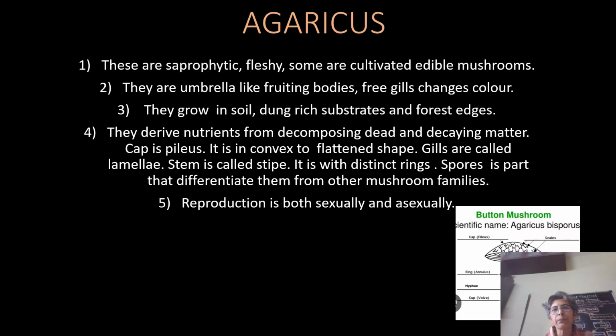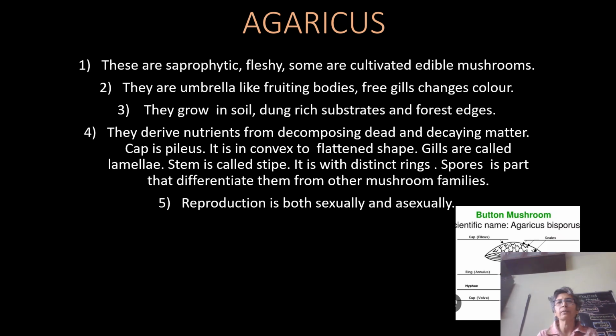The next specimen is Agaricus. Students, Agaricus is included in fungi. These are saprophytic, fleshy, and some are cultivated edible mushrooms. They are umbrella-like fruiting bodies. Free gills change color. They grow in soil, dung, rich substrates and forest edges. They derive nutrients from decomposing and dead decaying matter.